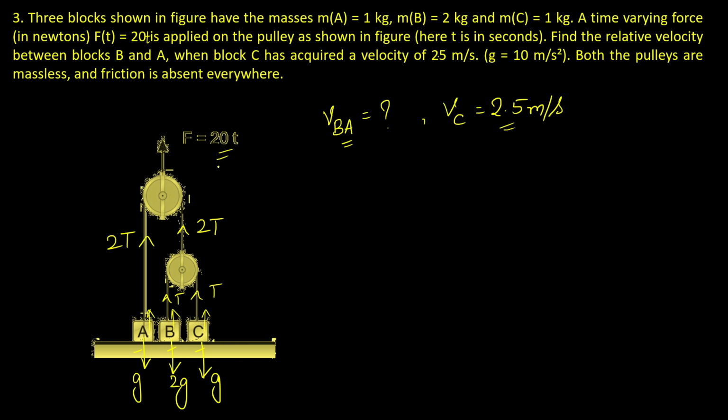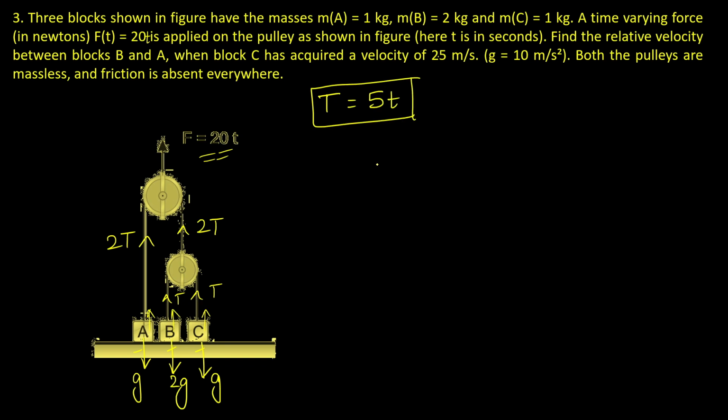But before that, let me have this force balance over here for this pulley. F is equal to 2T plus 2T, that is 4T, and this F is 20T. So 20T is equal to 4T. From here, capital T, that is tension, will be 5T. So this is a notable point, that tension is equal to 5T.